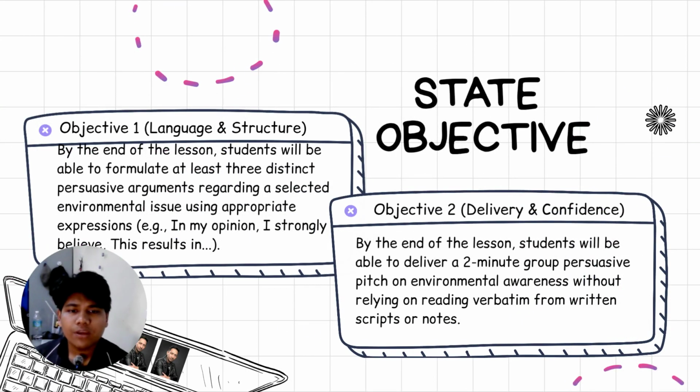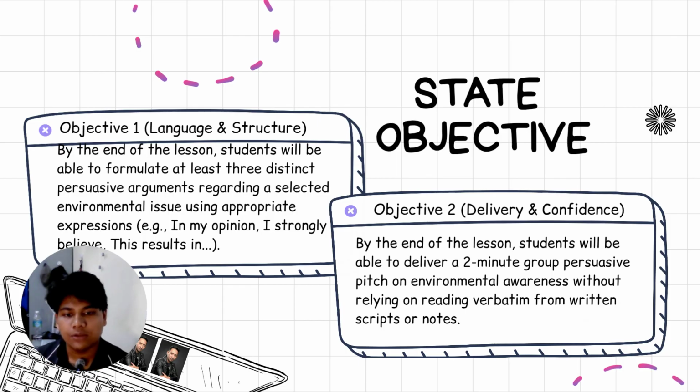Okay, moving on to the second stage of the ASSURE model, stating objectives. For Miss Sarah's Form 3 intermediate class, we have constructed two clear, measurable objectives that directly target her students' learning gaps. Our first objective focuses on language structure, ensuring students can formulate three solid persuasive arguments using appropriate transition markers. These directly address their struggle with organizing ideas clearly.